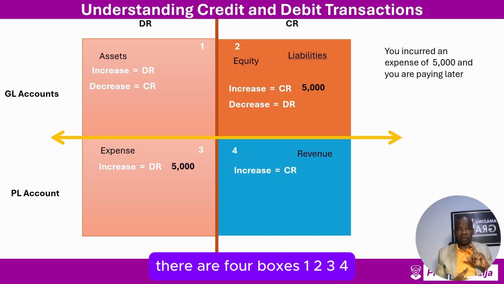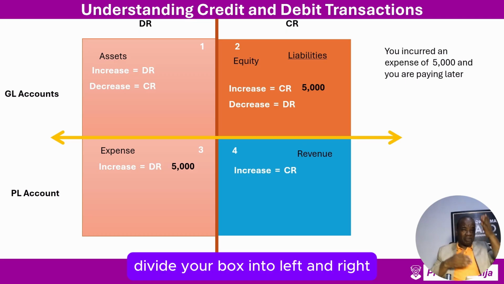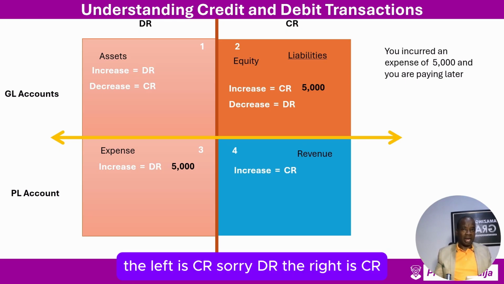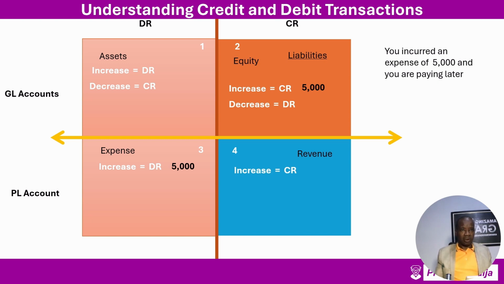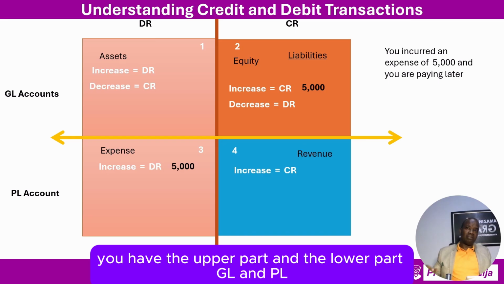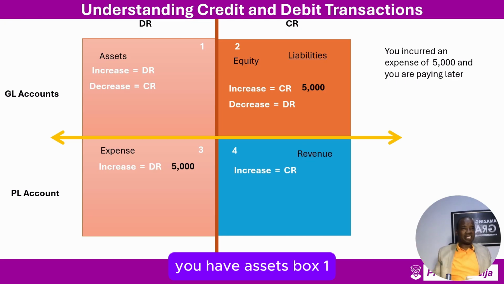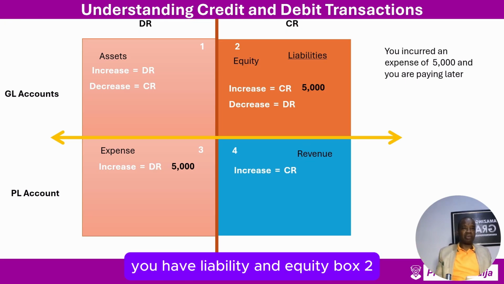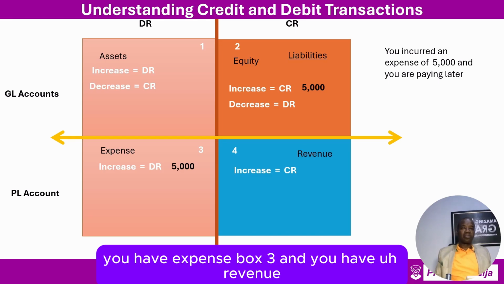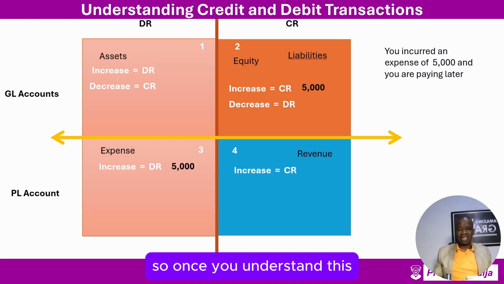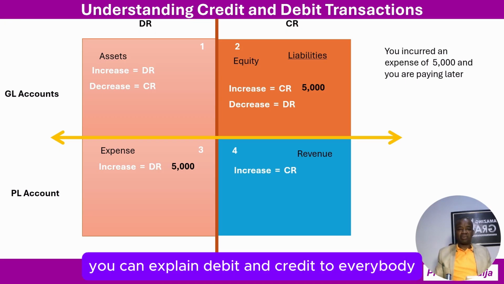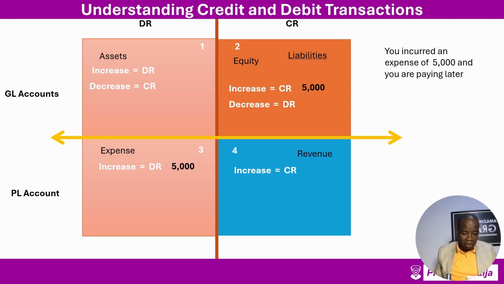So let me do a quick recap. Remember, there are 4 boxes: 1, 2, 3, 4. Divide your box into left and right. The left is DR. The right is CR. Divide it again. You have the upper part and the lower part, GL and PL. You have assets, box 1. You have liability and equity, box 2. You have expense, box 3. And you have revenue. So once you understand this, you can explain debit and credit to everybody.